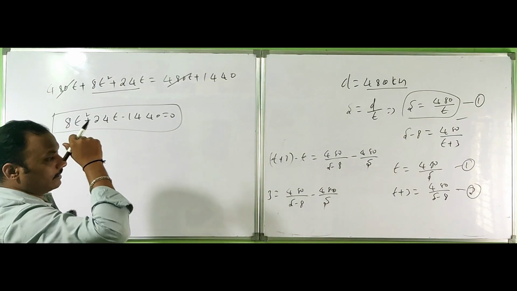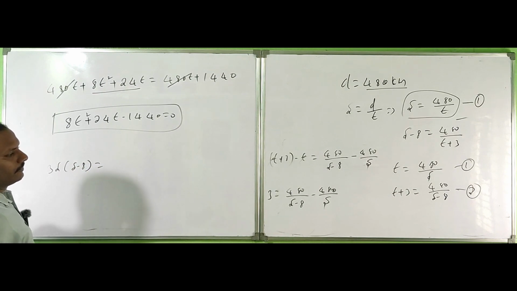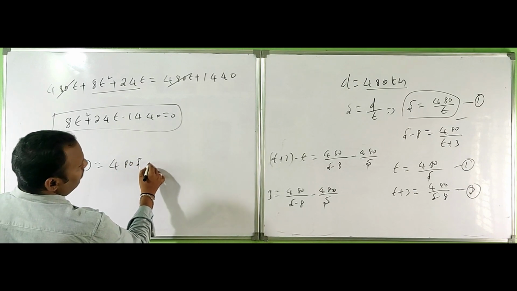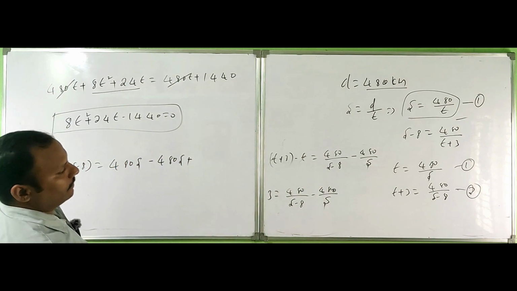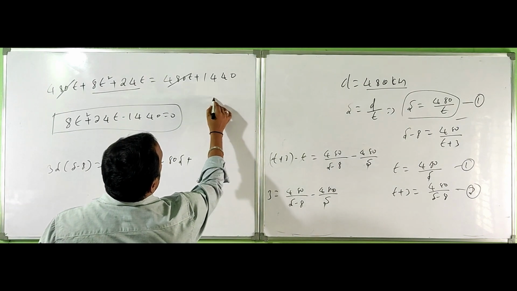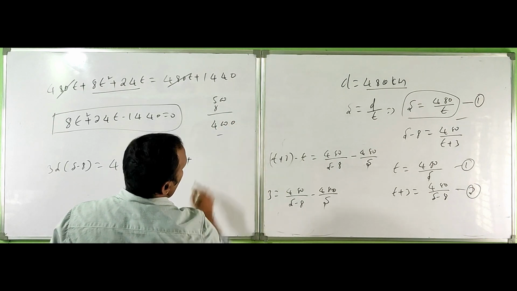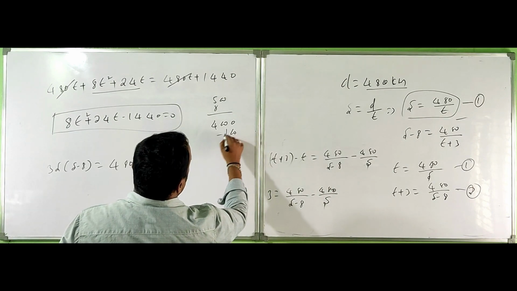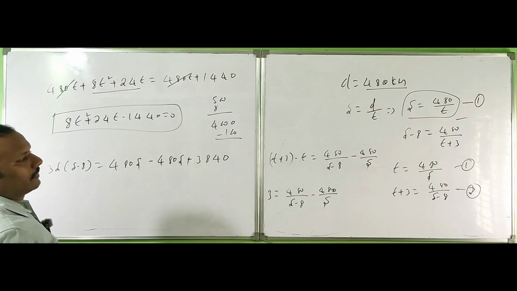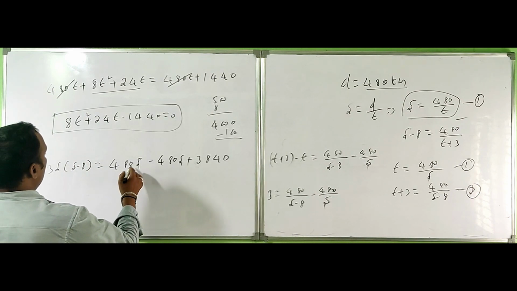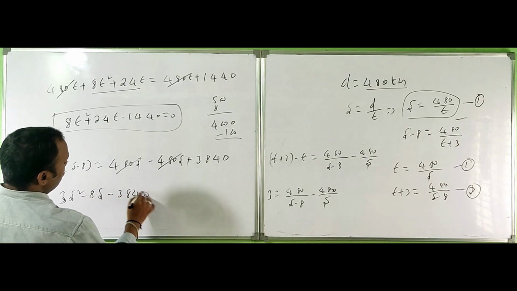This is also another form. Then do the cross multiplication here. So 3s into s minus 8 is equal to 480s minus 480s plus 480 into 8, right? 480 into 8 is 3840. The 480s terms get cancelled. 3s square minus 8s minus 3840 is equal to 0.